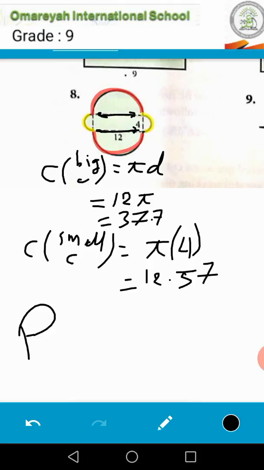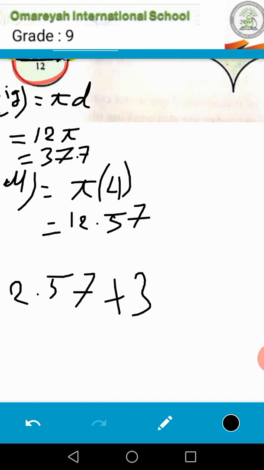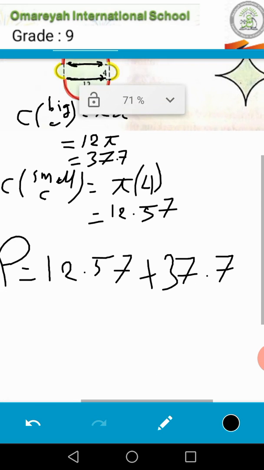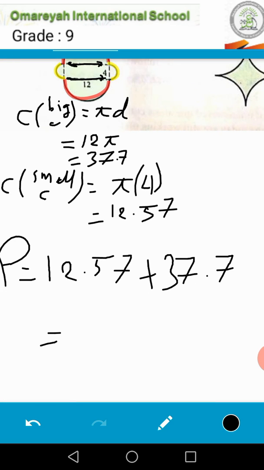Now give me the perimeter of the whole shape. As I said, the perimeter is the yellow circle plus the red circle. The circumference of the red circle we found is 12.57, plus the perimeter of the big circle, which is 37.7. When you add them together, what do we get? We get 50.27. This is my accurate answer.